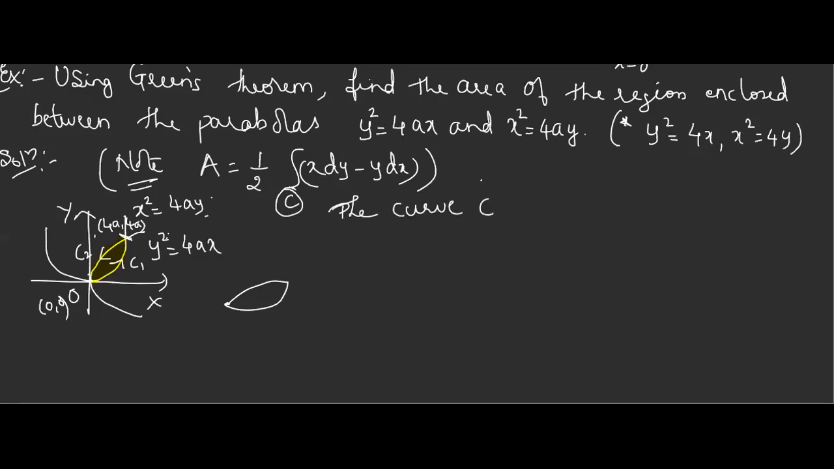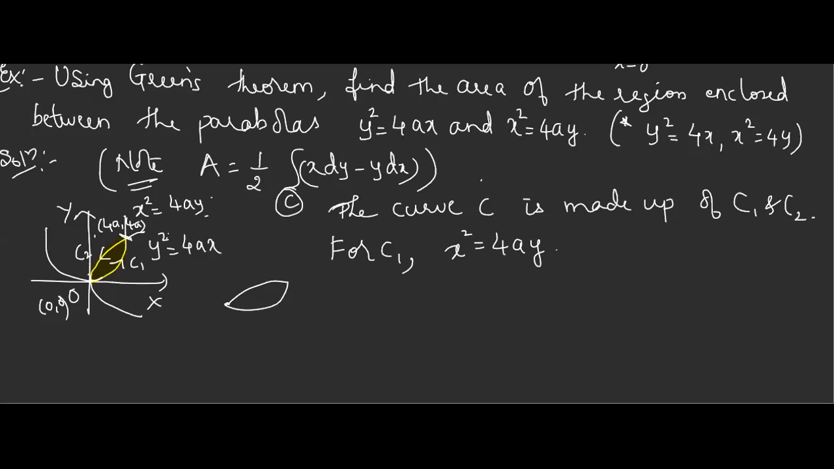The curve C is made up of C1 and C2. Okay. So now I'll take C1. Just see this C1. C1 is on which parabola? This C1 is on which parabola? X square is equal to 4ay. See carefully, C1 is this part. X square is equal to 4ay.